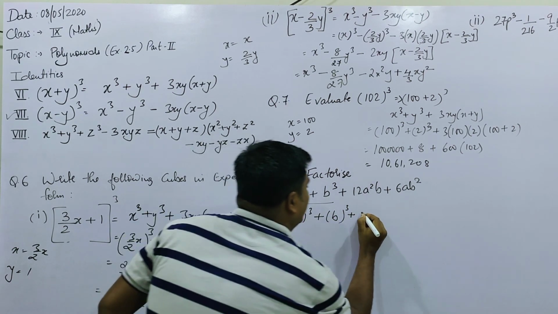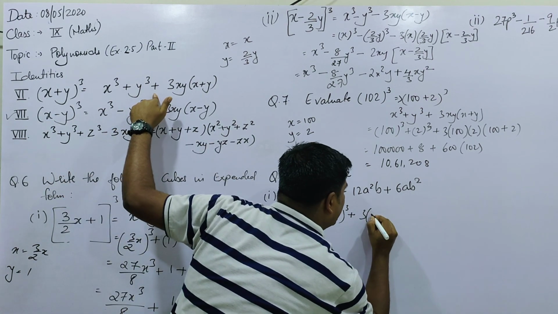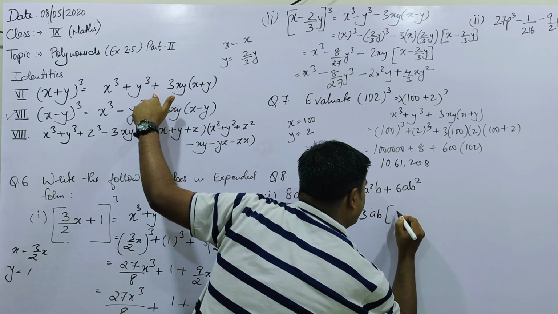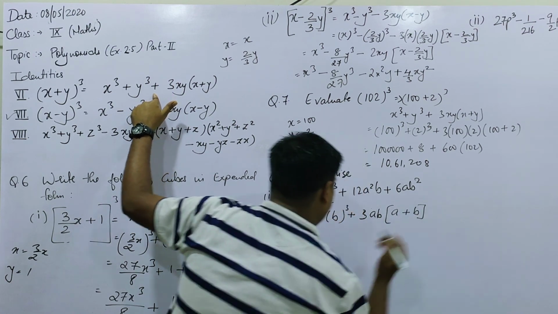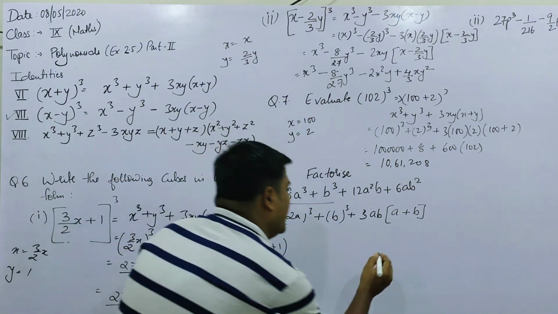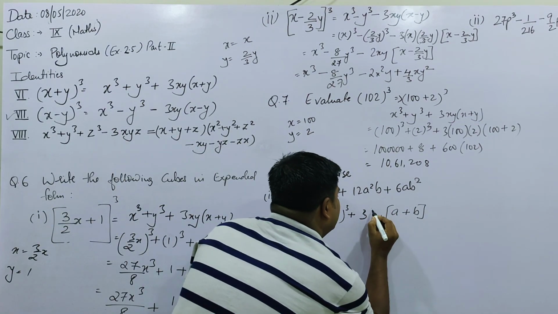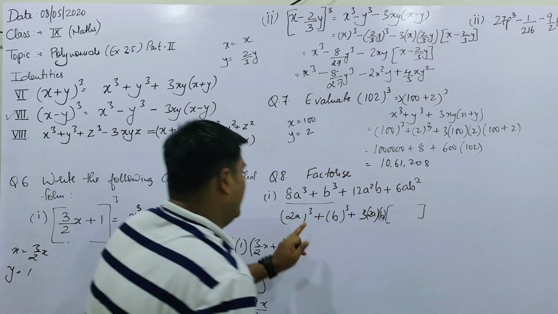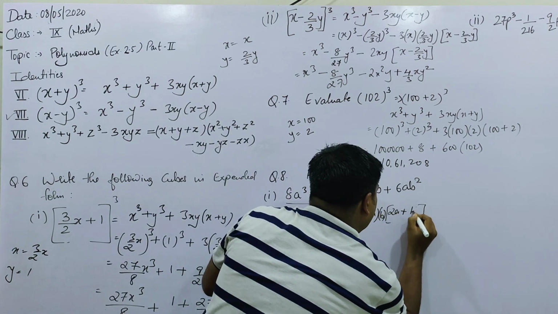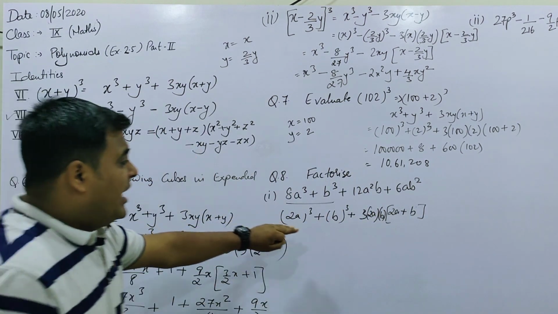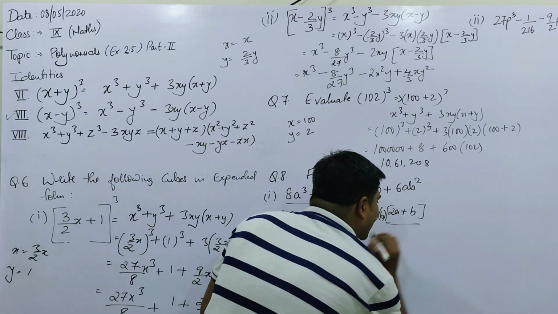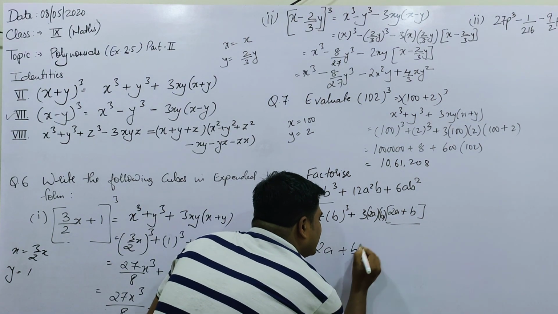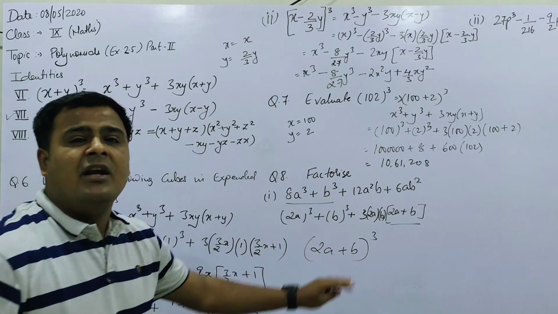You just write the identity. Here we have the identity with 3ab into a plus b. So I will be using the identity, and here I will substitute the value of a. A is 2a and b is just b. Here also a plus b means 2a plus b. Now it is very simple. You just have to see the last bracket, which is 2a plus b. This is our answer, 2a plus b the whole cube. This is our final answer.